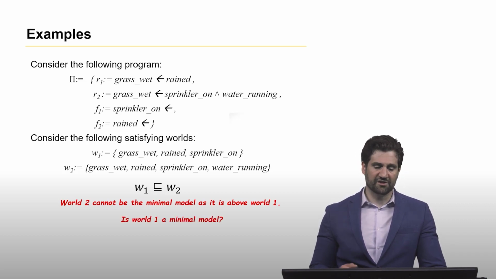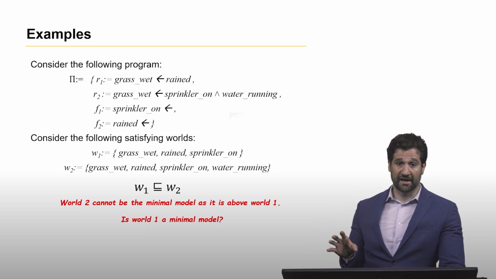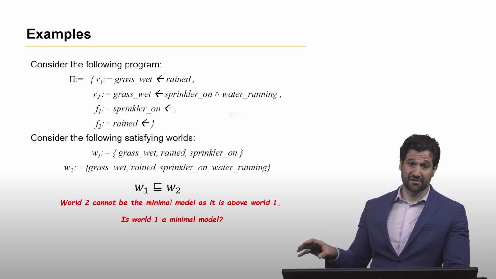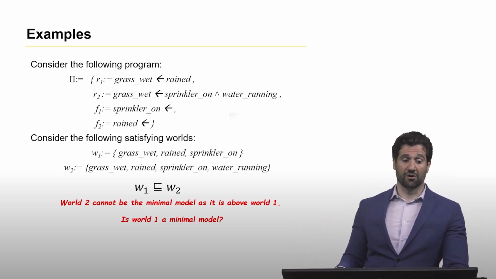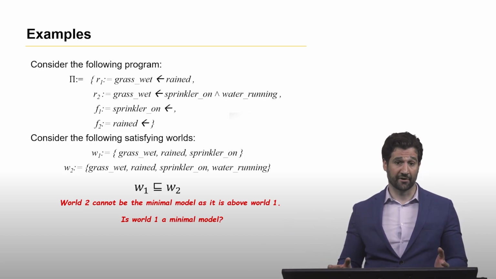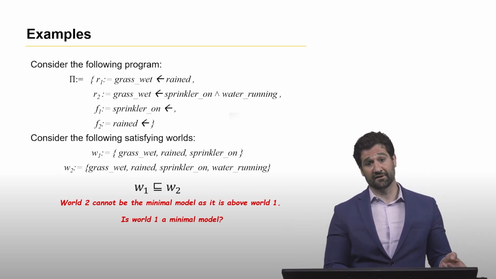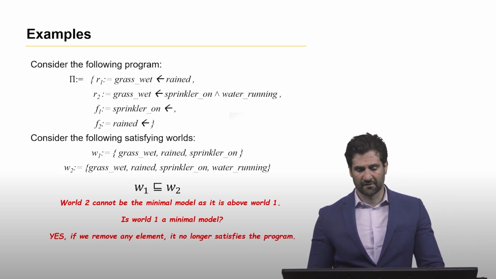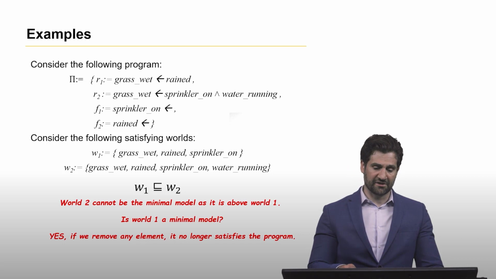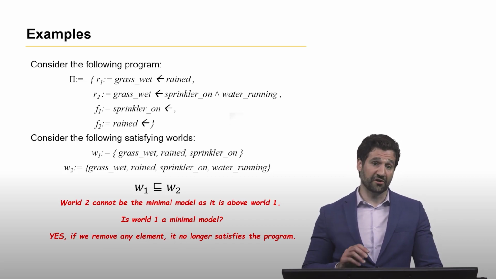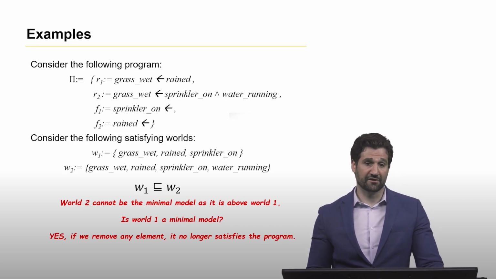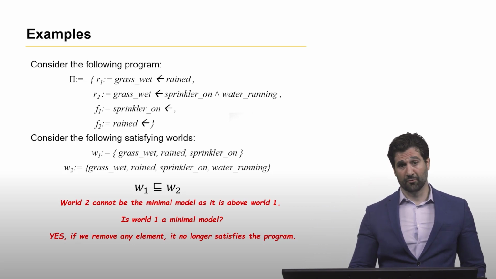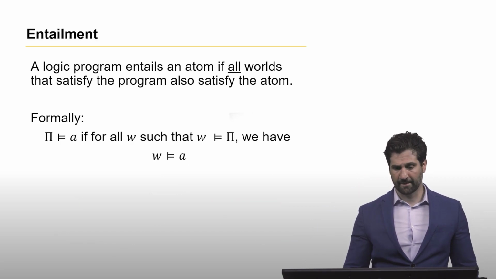So then the question is, is world 1 a minimal model? And this becomes our focus in the next lecture, where we go over an approach called the Fixpoint operator that we can use to find the minimal model in our simple logic. Another way to show it is: is there any element of world 1 that could be removed and it still satisfies the program? We can't remove any of those elements, so it turns out indeed that world 1 is a minimal model of program pi.